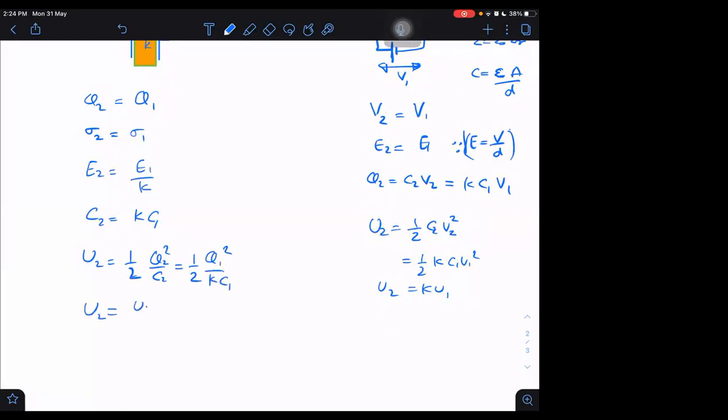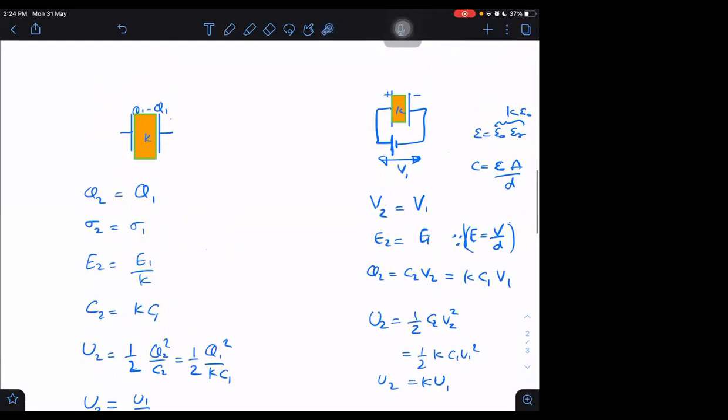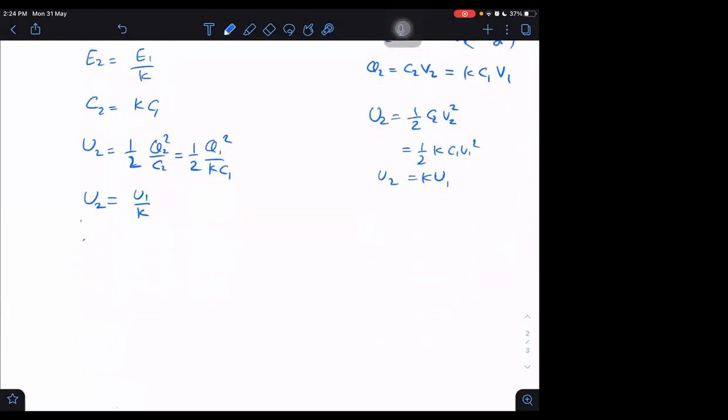U2 becomes U1 by K times, because here it is K in the denominator. So here energy is becoming 1 by K times. Here energy is becoming K times. What about the volume? Finally and initially, the volume between the plates is the same. That volume does not change. So what happens to energy density? Energy density U2 will also be equal to U1 by K. Here also small u2 is equal to K into u1.